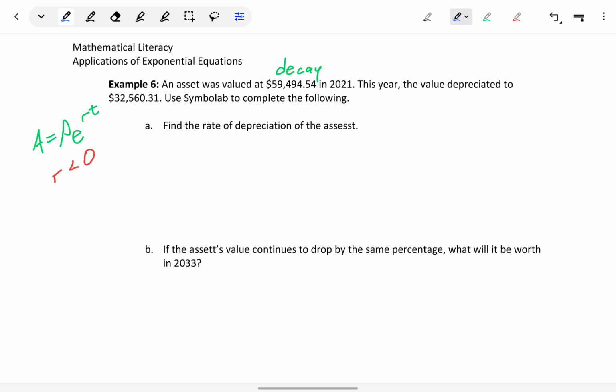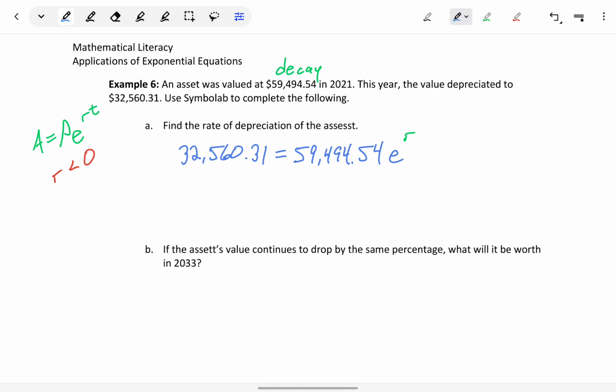We can start by plugging in the information that we know. In this case, the final amount is the $32,560.31, and that's going to be equal to the original value in 2021 of $59,494.54 times e to the R, which is what we're trying to solve for, the rate of depreciation, times T.